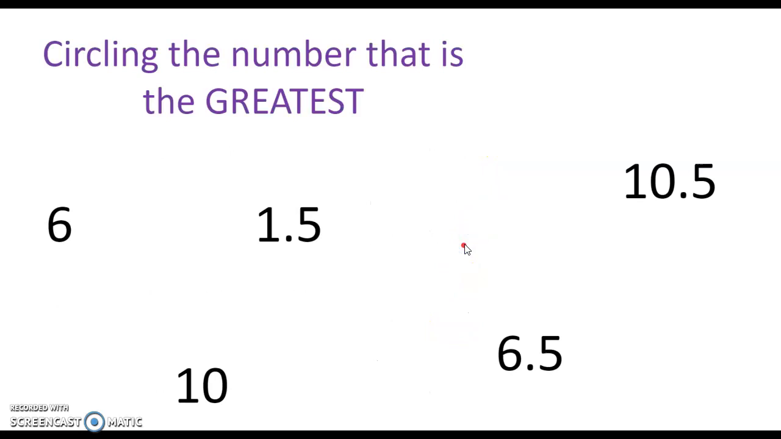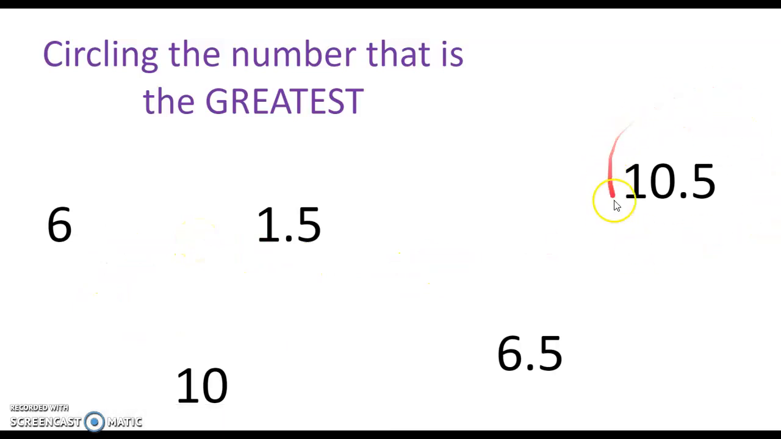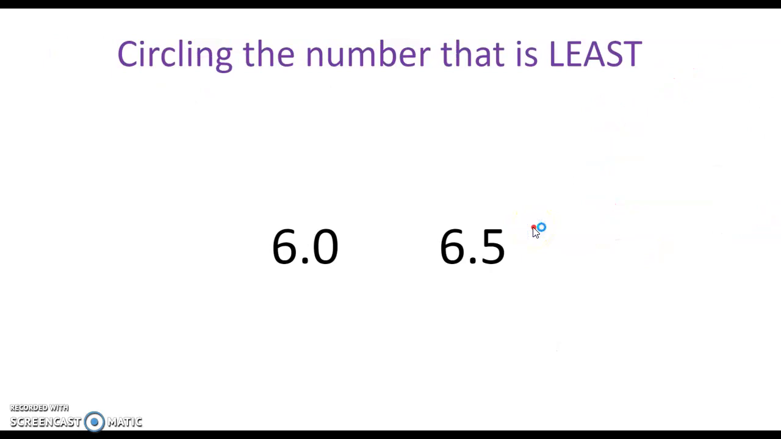We also worked on circling the number that's the greatest. So after looking over these 5 numbers, the greatest would be 10.5. And then we also did this, where we circled the number that was least. So 6.5 is less than the others.